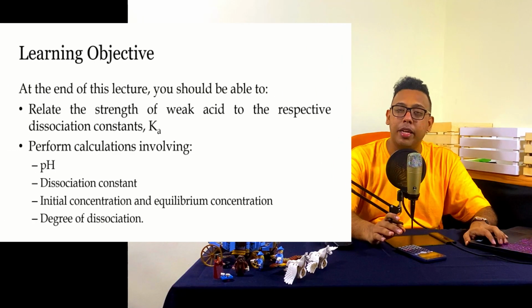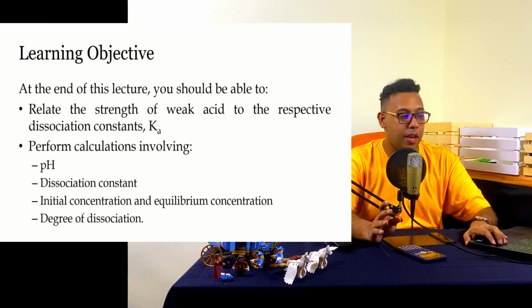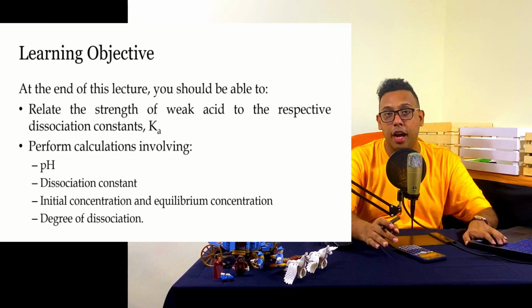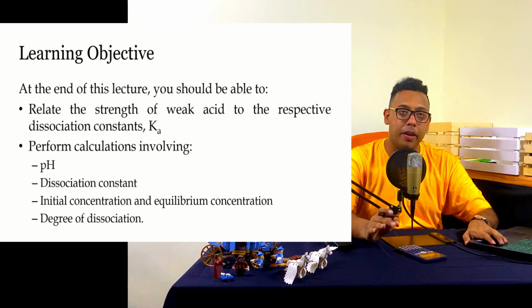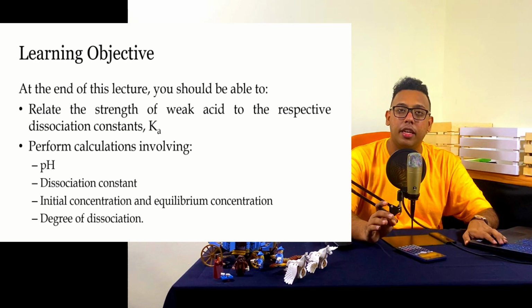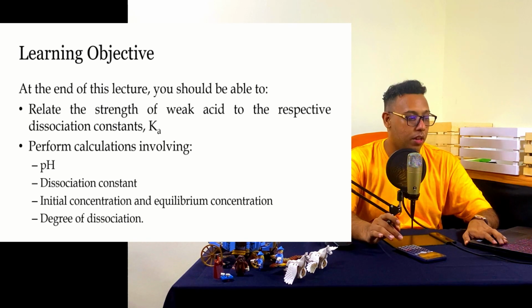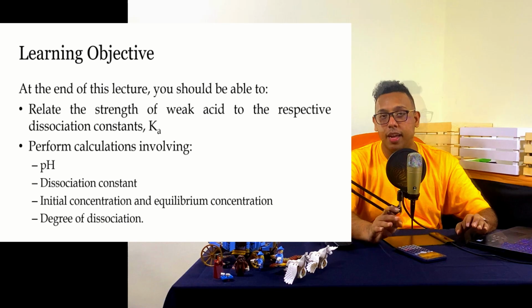Okay, so our objective is very simple. Kita nak tengok the strength of weak acid based on its Ka, and also kita akan perform several calculation lah for its pH, dissociation constant, and also kita akan tengok based on initial concentration and equilibrium concentration, and also we will try to define and determine the degree of dissociation. Okay, so benda ni taklah susah sangat, senang aja.